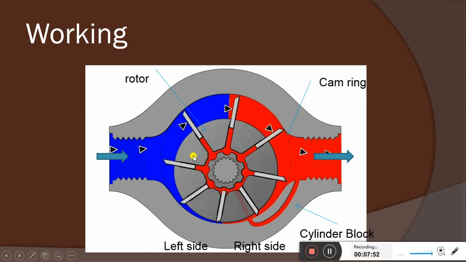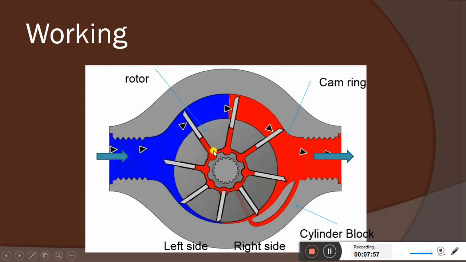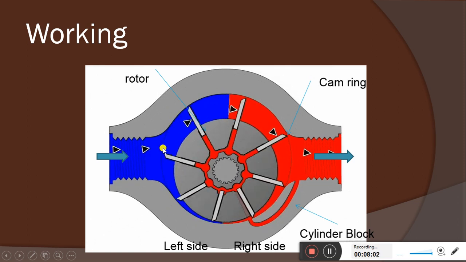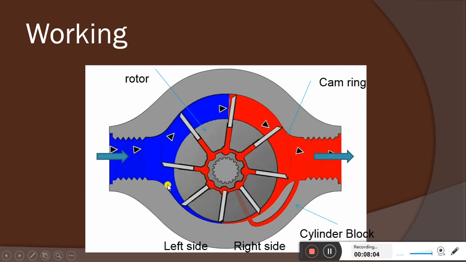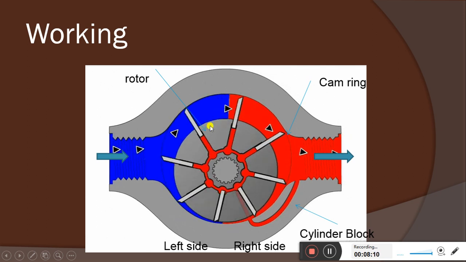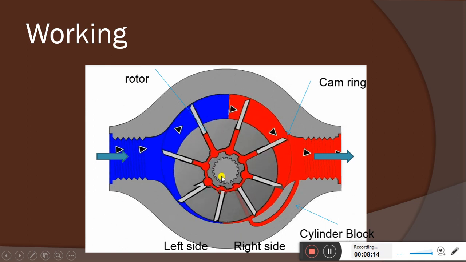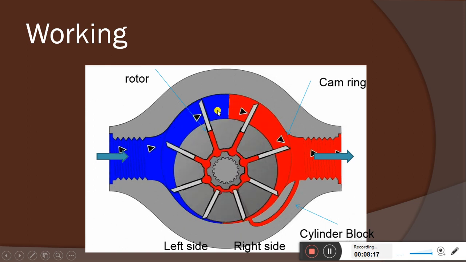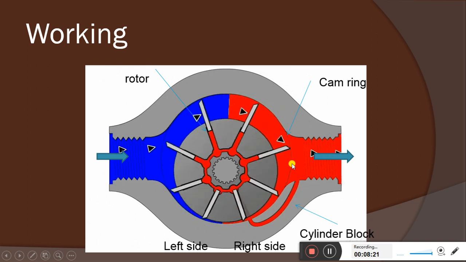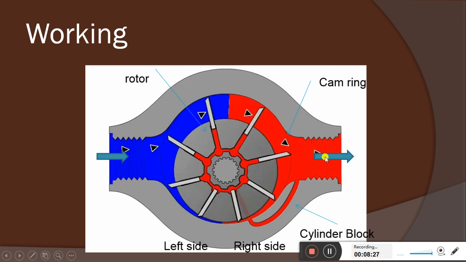This is the rotor which is rotating inside here, which has the radial slots. In that radial slot you can see a small cam ring, this line shown here. These vanes reciprocate in and out and are guided through this cam ring as the centrifugal force is applied. Because of that, the first half has the liquid at a lower pressure, and the second half has a higher pressure, and it is transmitted here. So like that this will be working.